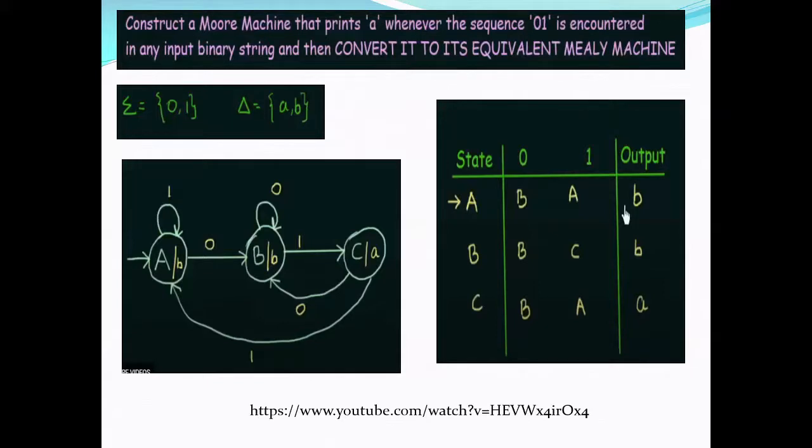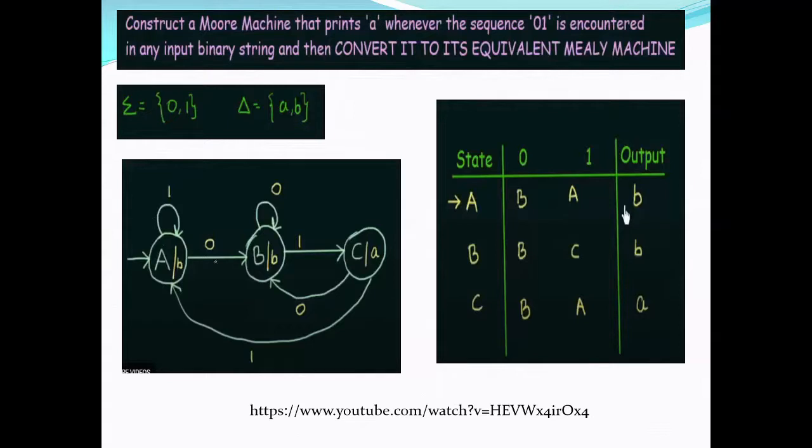Then this is the Moore machine for checking whether 01 is encountered. Whenever 01 is encountered, you get A. If it is not, then you get B. Right? The number of 01s will depend upon the string. Any number of 01s you get, that many Yes outputs will be there.